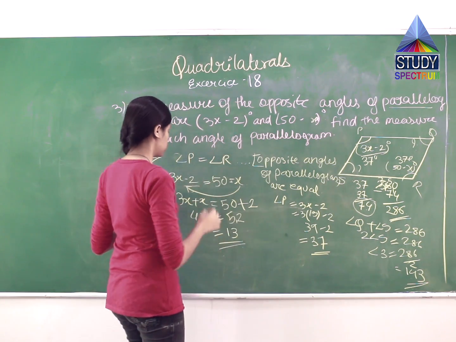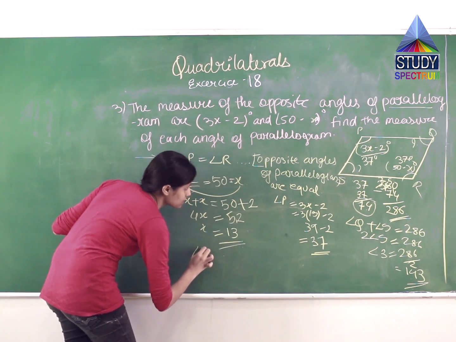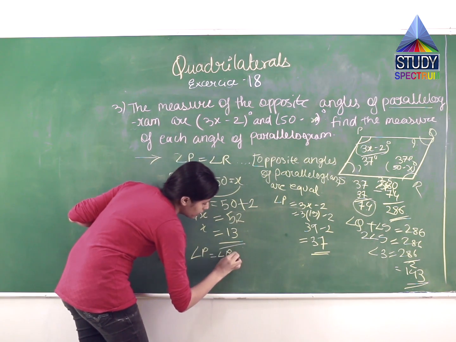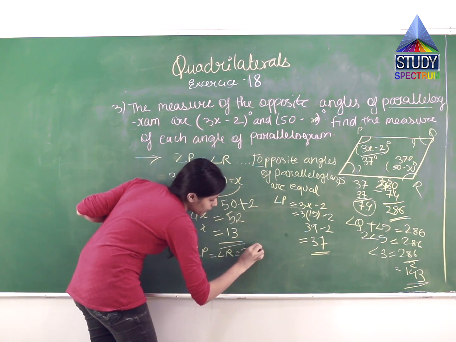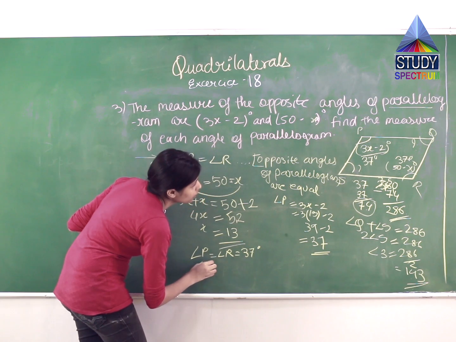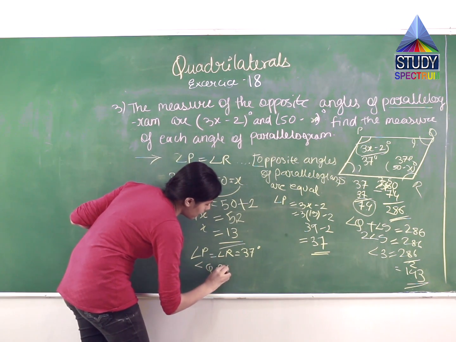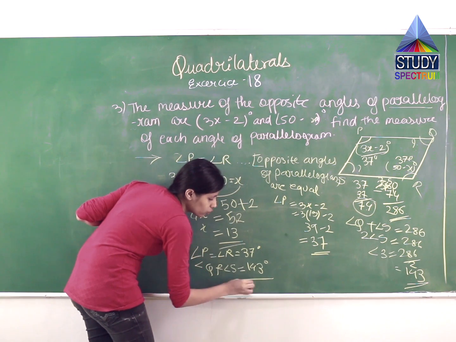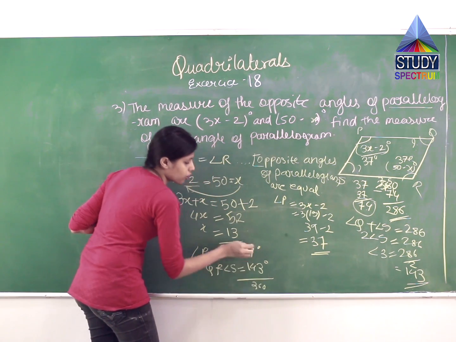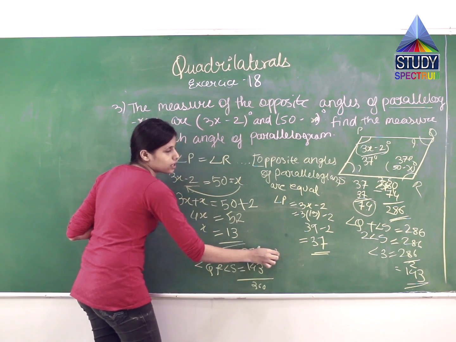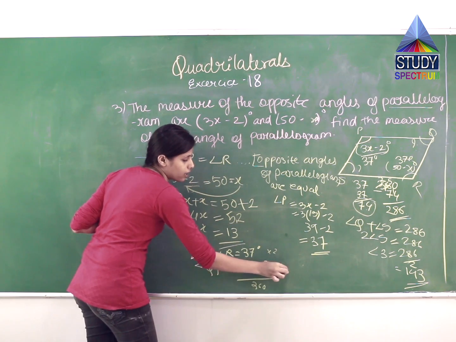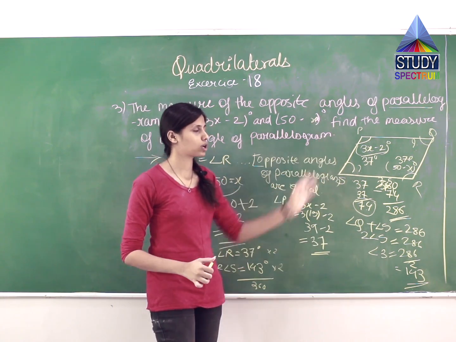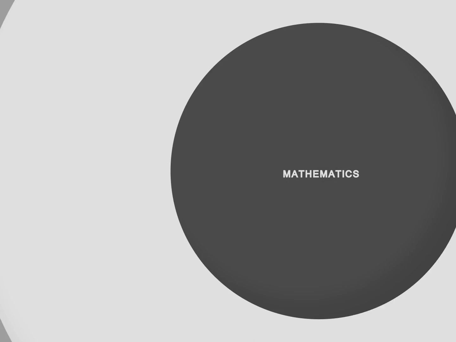37 degree. So the final answer would be like this. Angle P is equal to angle R is equal to 37 degree. And angle Q and angle S equal 143 degree. Totaling to how much? 360 degree. Because there are two angles of this measurement and two angles of this measurement. When you total this up, you will get 360. So clear with this answer?